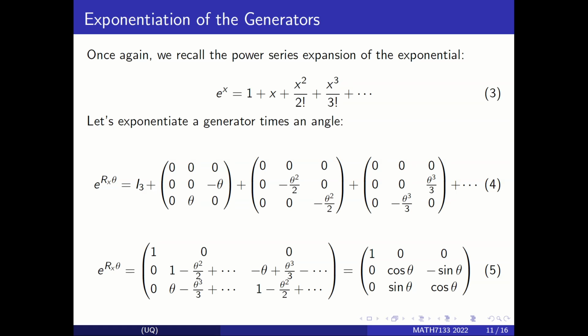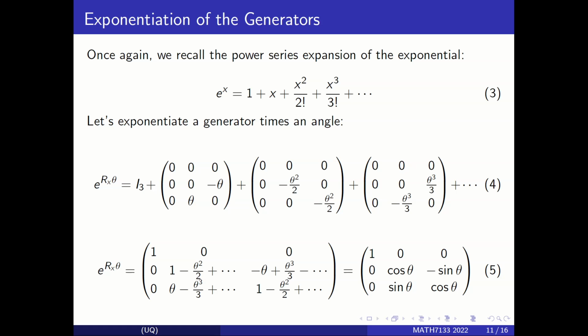First, recall the power series expansion of the exponential function, 1 plus x plus x squared on 2 factorial, etc. By this definition, we can easily exponentiate a matrix, since simple matrix multiplication can achieve the powers of x. Now what happens if we exponentiate a generator? Let's consider the Rx generator multiplied by the angle of rotation, which, remember, is an antisymmetric matrix.